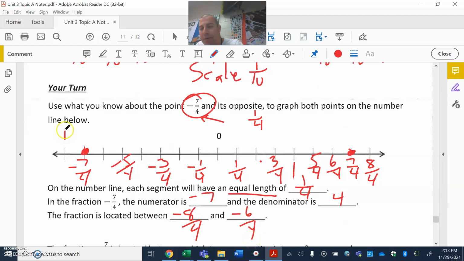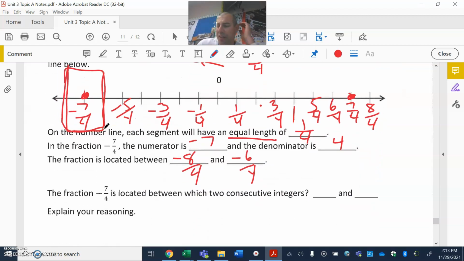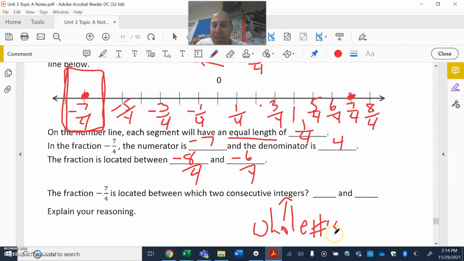And again, I can see that right in between these two. So that's why I'm using it to count to the left. All right, so now the fraction negative 7/4 is located between 2 consecutive integers. Remember, these are our positive and negative whole numbers. So negative 7/4 is going to be between, I need the whole numbers. Well, the next guy over is negative 8/4. And what is negative 8/4? Well, it's really a negative 2.